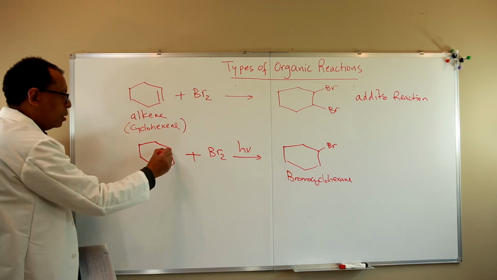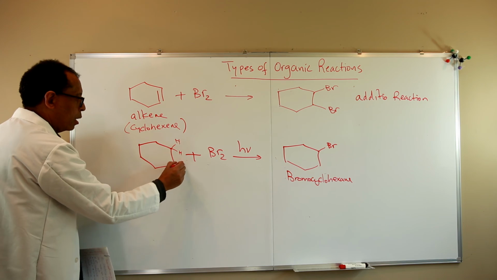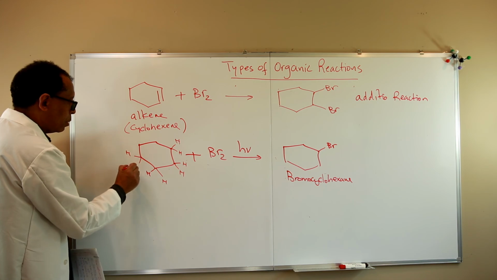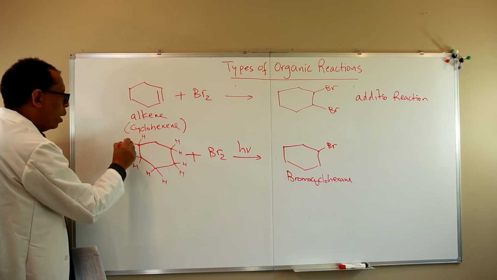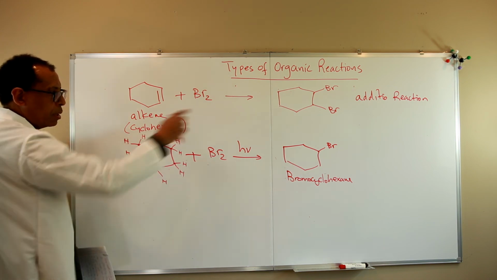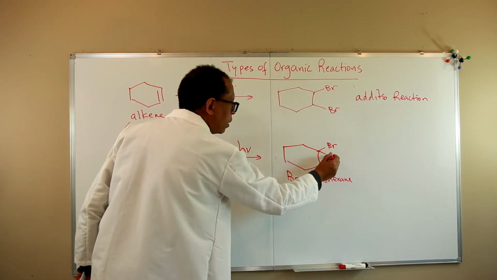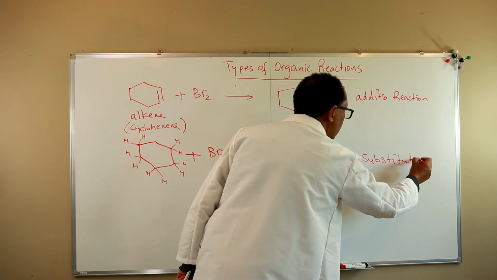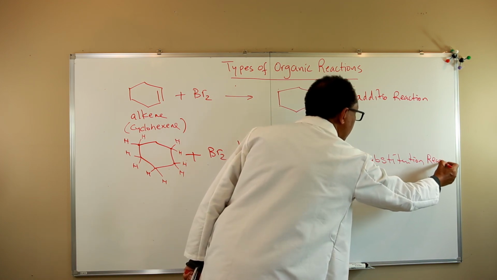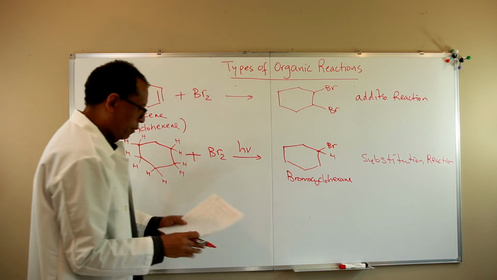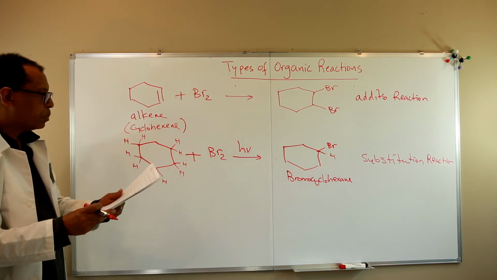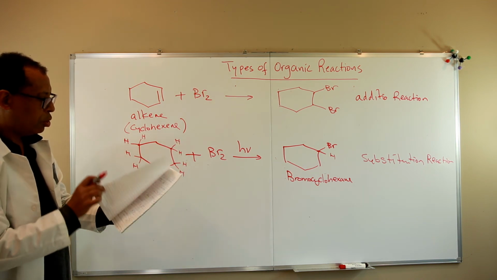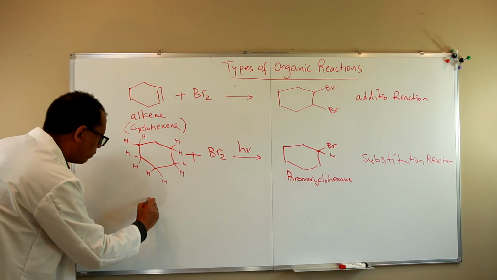So what happens is you have 12 hydrogens, remember, that's what we have. But one of the hydrogens is replaced by bromine right there. So this is a substitution reaction. So that's an example of a substitution reaction. So you have addition, substitution, and I want to show you an elimination reaction, for example.